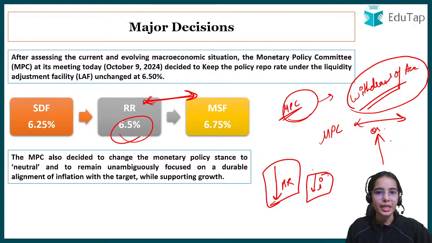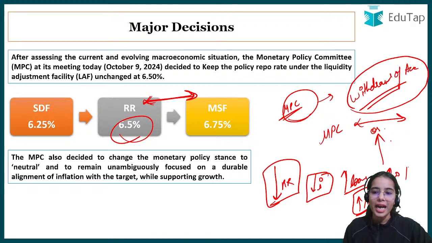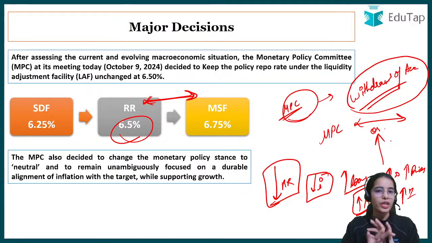With lesser interest, more loans will be taken. There will be more money supplied in the economy. As people take more loans, they will demand more and prices will start increasing. The inflation will expand. So RBI said that in no circumstances are we going to decrease the repo rate.